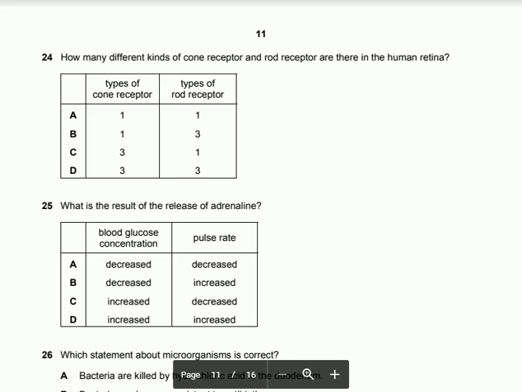And rod receptors. There's only one type of rod receptor, which helps you see in the dark. So the answer is C. 3 types of cone receptors and 1 type of rod receptor.